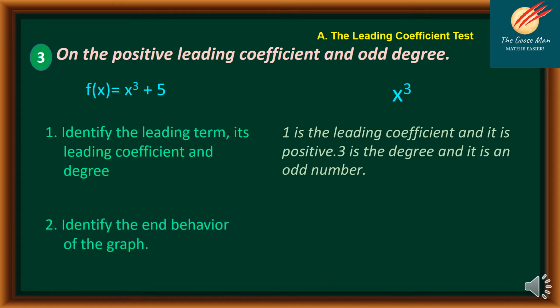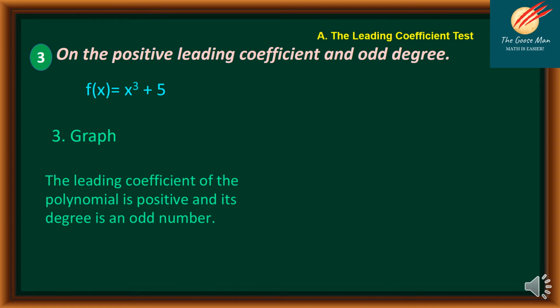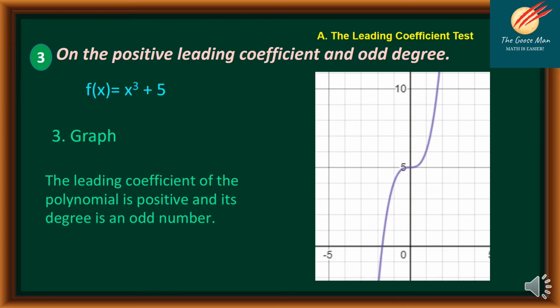Step number 2. Identify the end behavior of the graph. So the graph rises to the right and falls to the left. Third step, graph. So the leading coefficient of the polynomial is positive and its degree is an odd number. So we have this illustration as we can see. So it rises on the right and falls on the left.